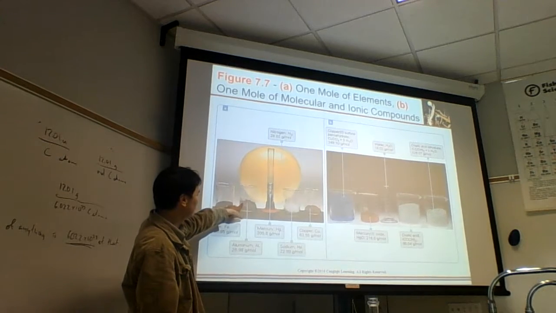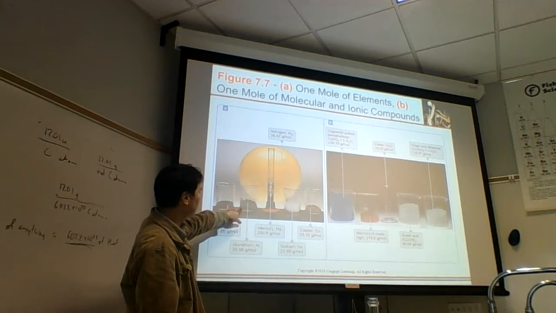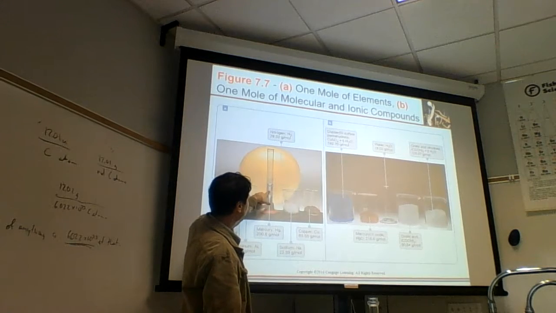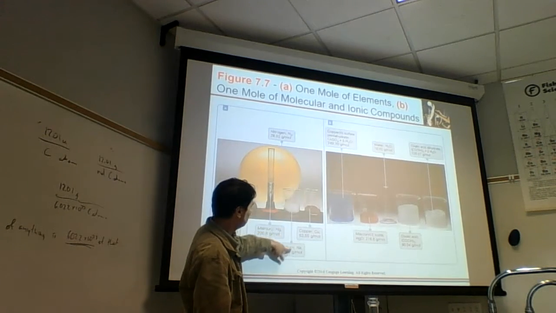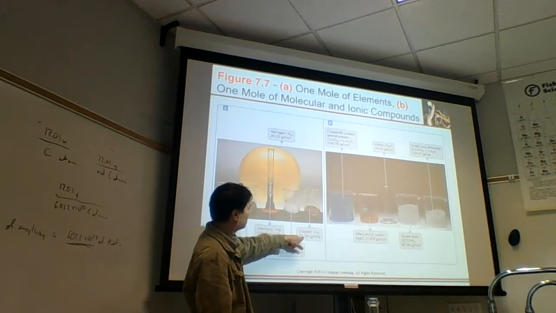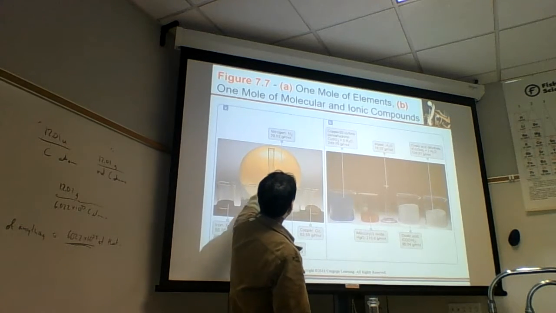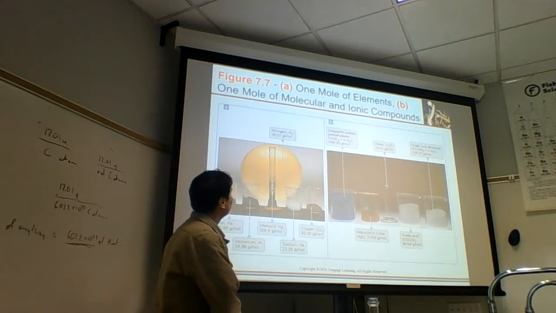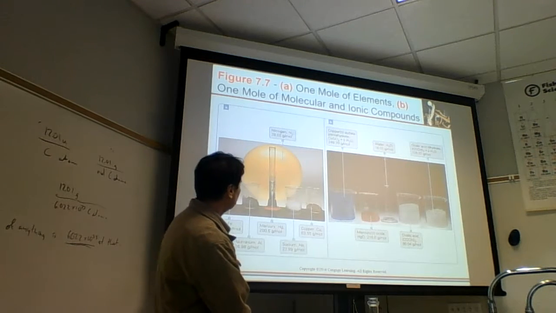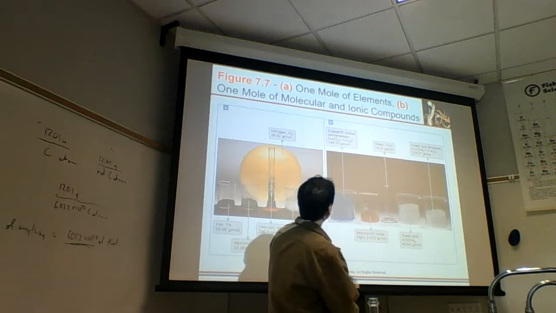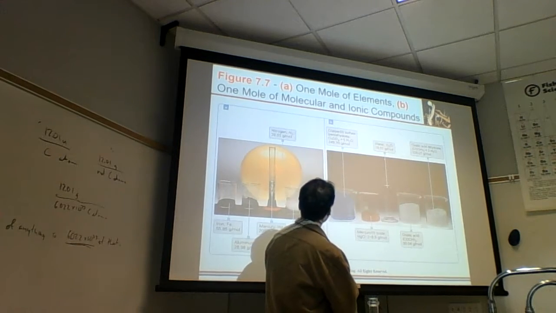So that would be 602 billion trillion atoms of aluminum. This would be 602 billion trillion atoms of mercury. This is sodium metal here, 23 grams. Copper, 63.5 grams here. Nitrogen gas is 28 grams. So that would be 28 grams of nitrogen in that balloon, and that would be 602 billion trillion atoms. There's a lot more empty space there. The balloon looks a little small.